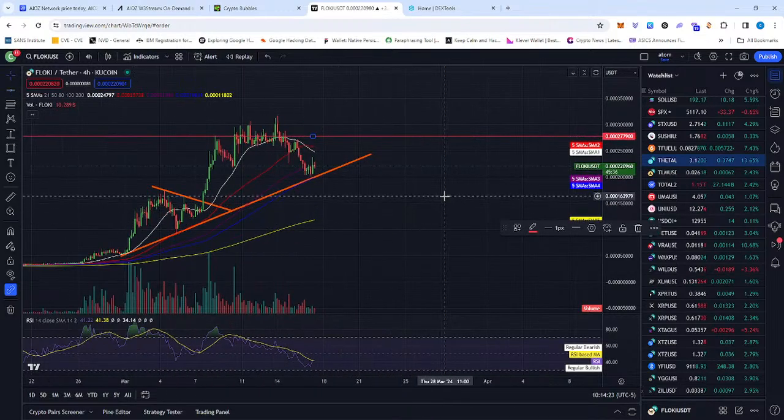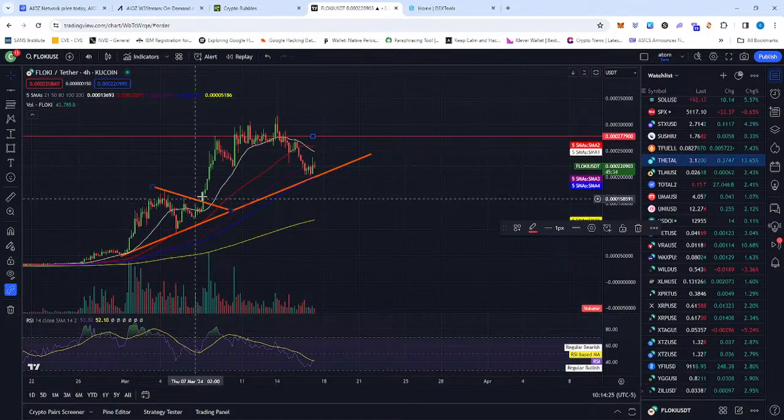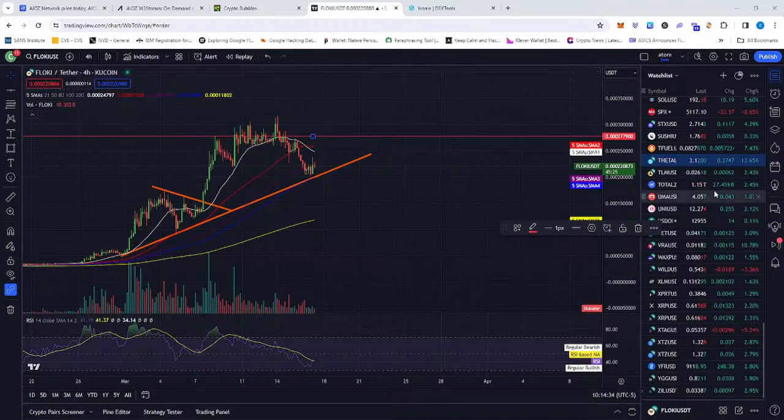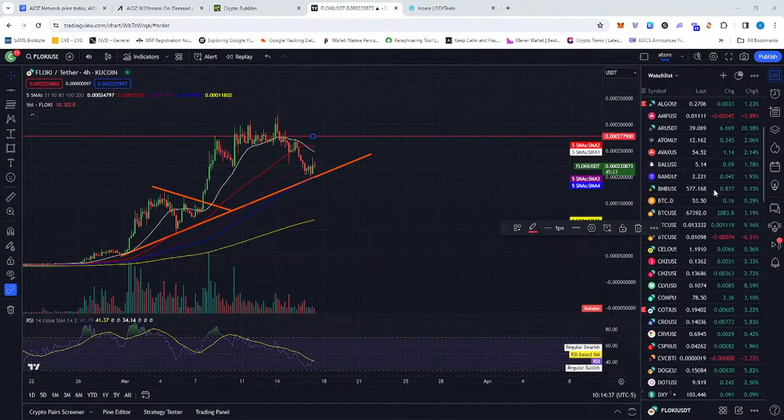Let's see here. So, is there any coin that you guys want to look at in particular? Just put it in the chat or just let me know. We can look at Ethereum. I'll pull Ethereum up real quick.